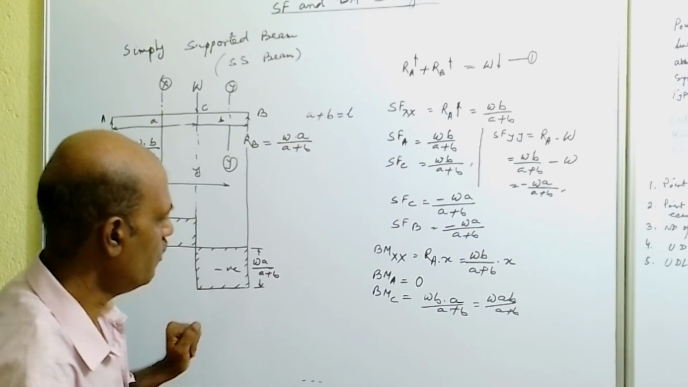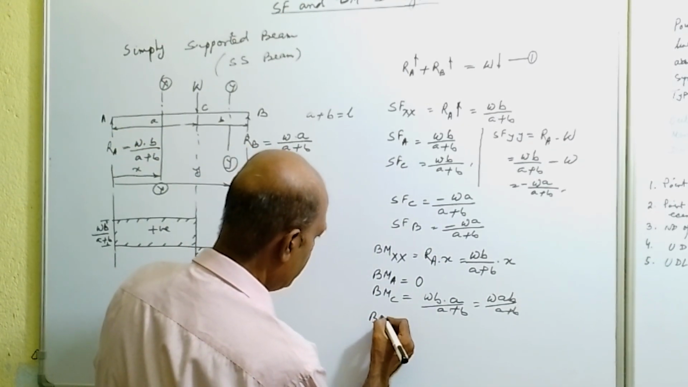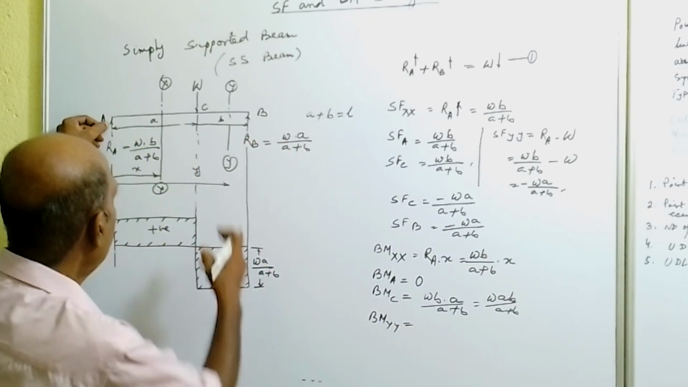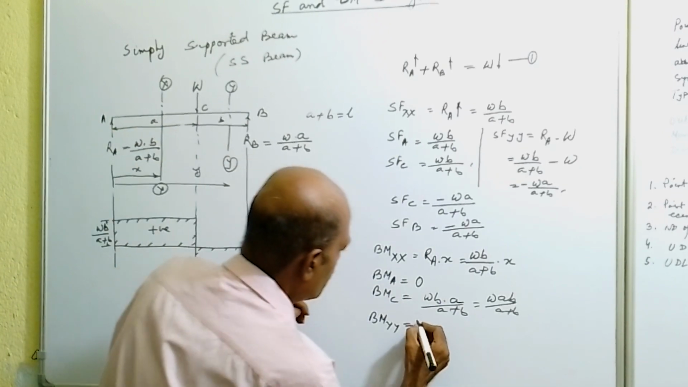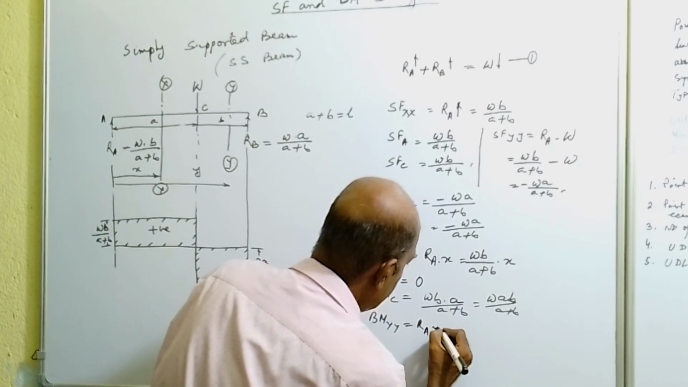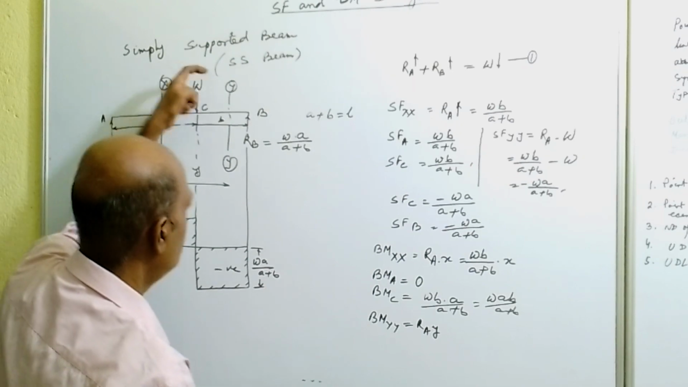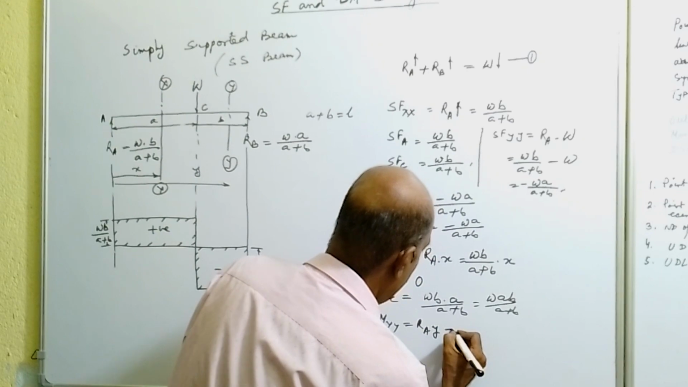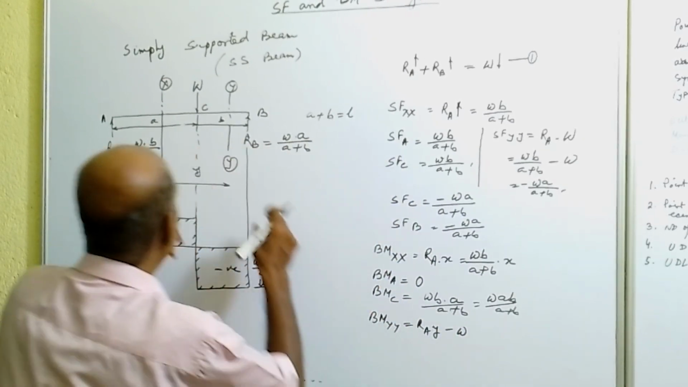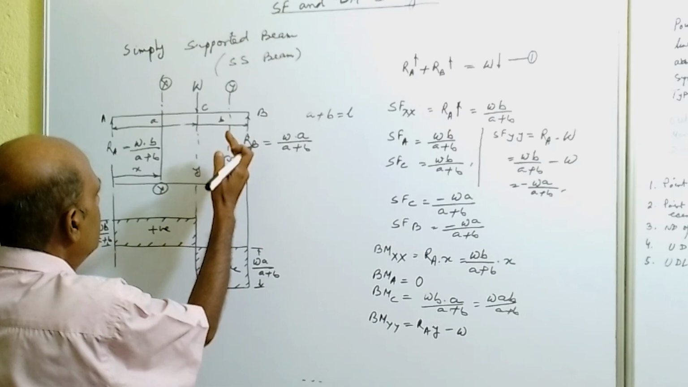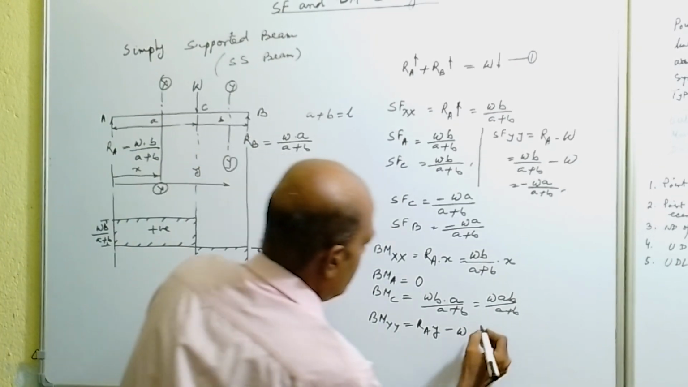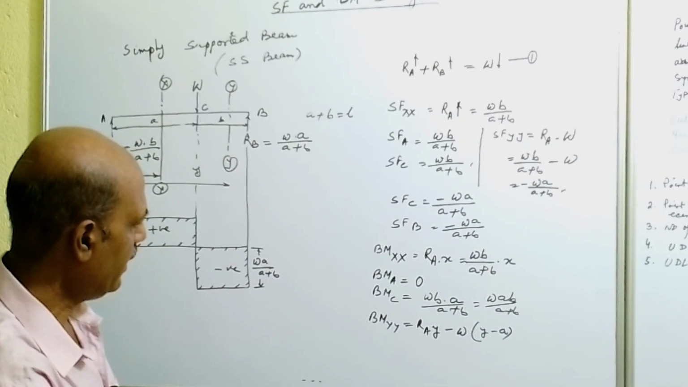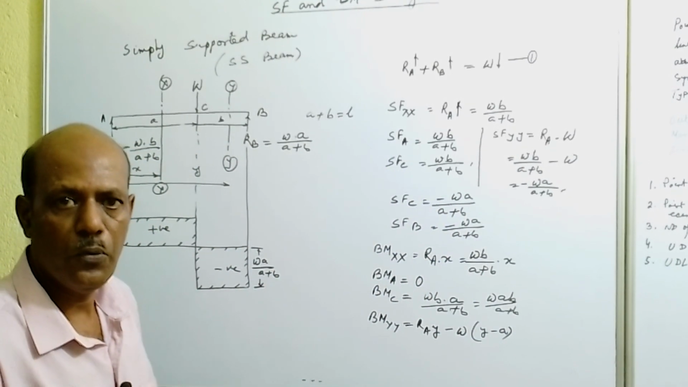Now go to section YY. The bending moment equation at section YY will be RA into this distance Y. That gives a clockwise moment, and W will give an anti-clockwise moment. So minus W into this distance, which is Y minus A. So this is the equation of bending moment at section YY.